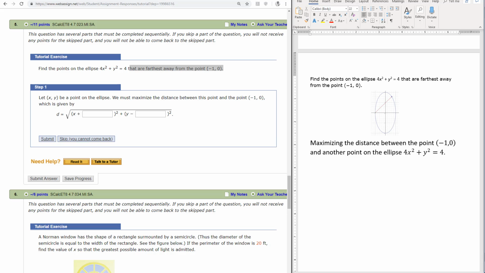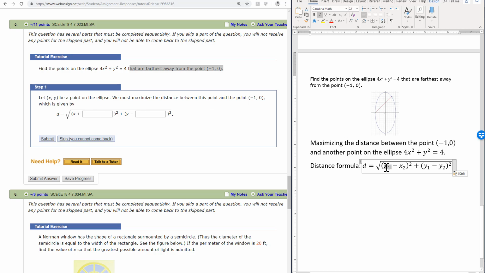So what's the distance formula? Our distance formula is this thing where you find the difference between the x's, you square it, you find the difference between the y's, and you square it. You're kind of making a little Pythagorean theorem triangle here. And so that's what they're asking for. So we must maximize the distance between this point.